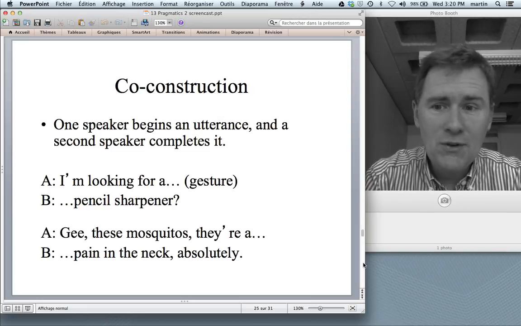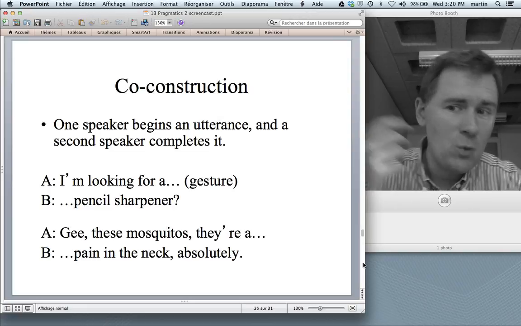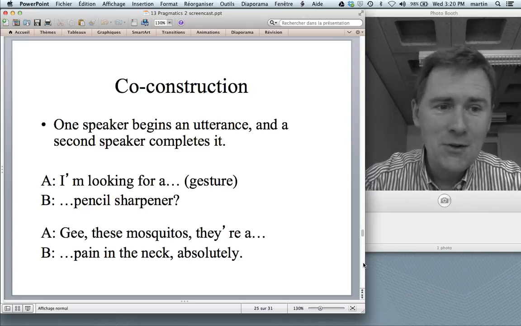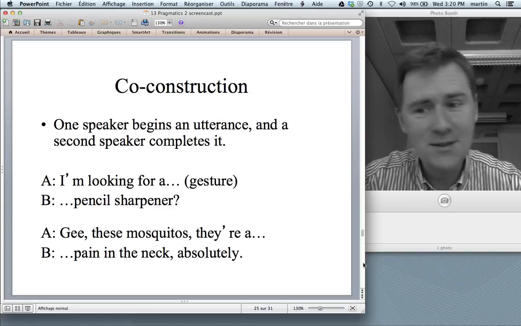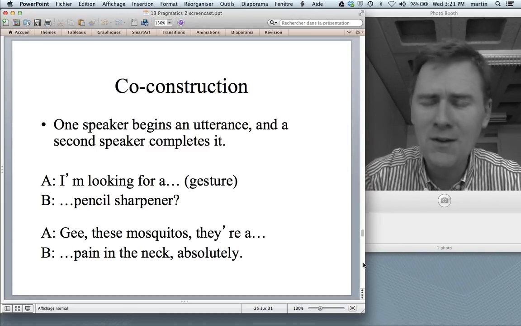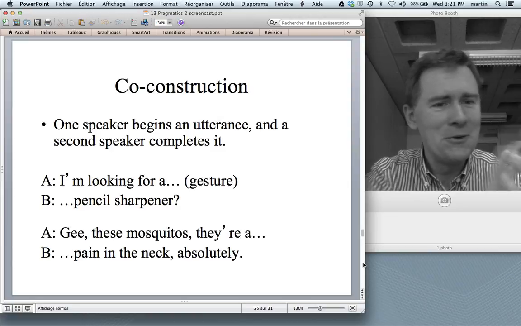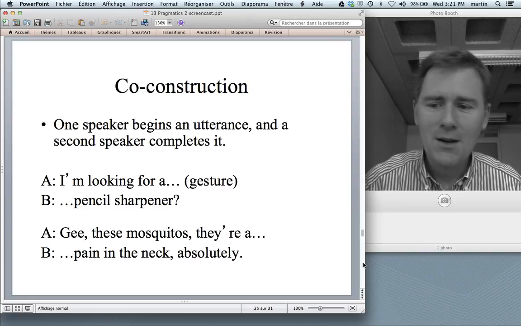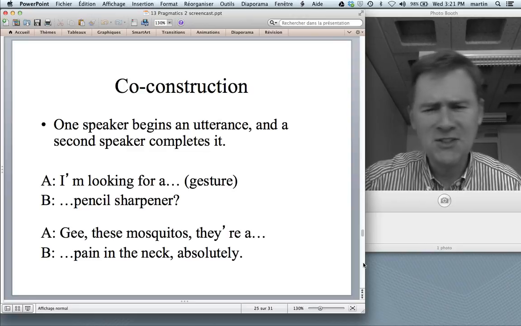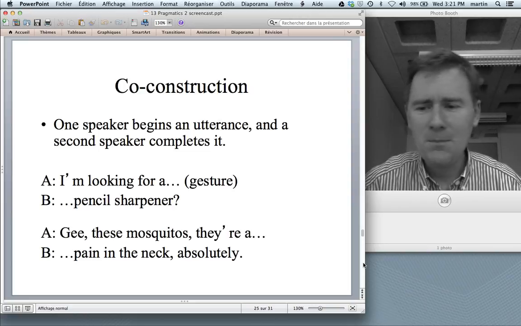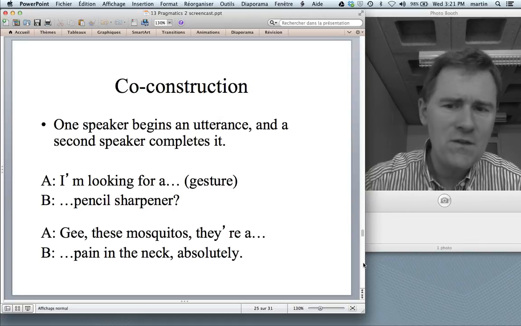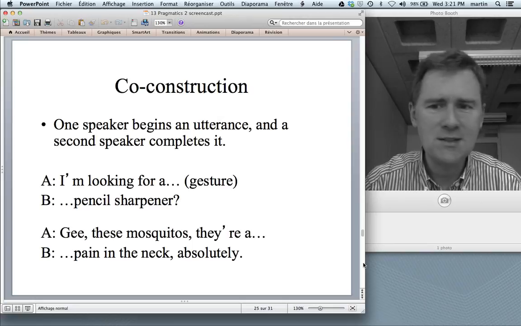Next point, co-construction. Co-construction describes an event where one speaker begins an utterance and a second speaker completes it. This happens to me a lot because I'm often finding myself in situations like this. So I tell my wife, I'm looking for this, and then I do a gesture and she says, pencil sharpener. And then, yes, pencil sharpener, thanks. Or imagine person A saying, gee, these mosquitoes, they are... and person B commiserates and says, yeah, they're a pain in the neck, absolutely. So person B finishing person A's sentence.